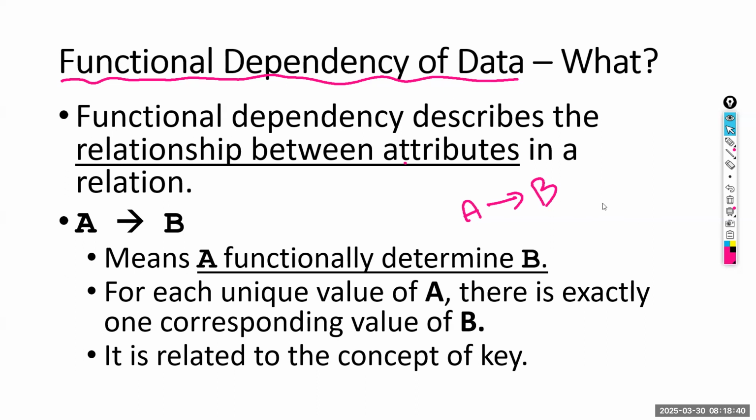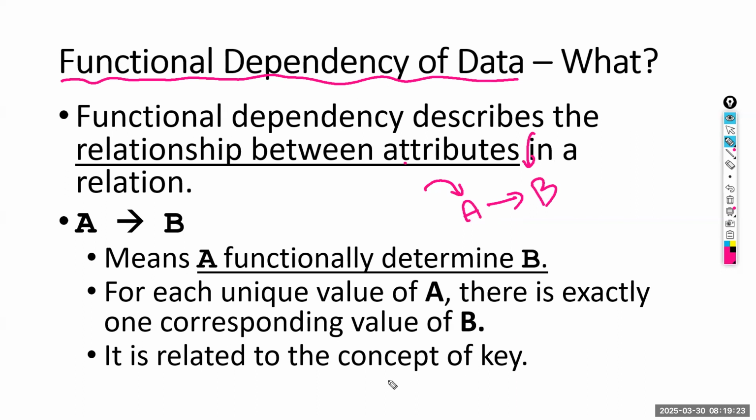Right. So what does this means? A functionally determines B. So then what is mean by A functionally determines B? A functionally determines B means for each unique value of A, there exists only one corresponding value of B. So this is also somewhat related to atomicity, but this is slightly different concept. So when do we say that A function determines B? For one value of A, there must be only one value of B. Otherwise, A doesn't function determine B.